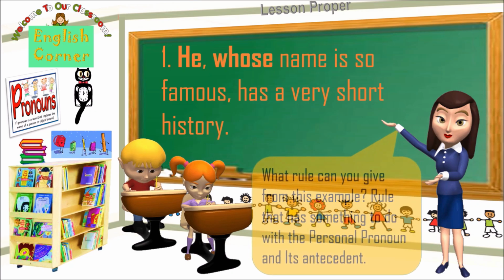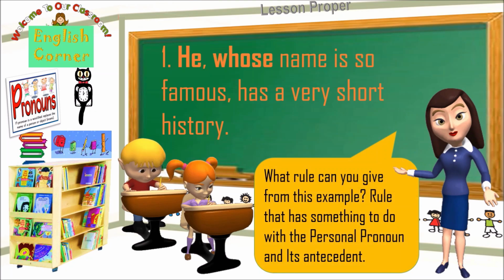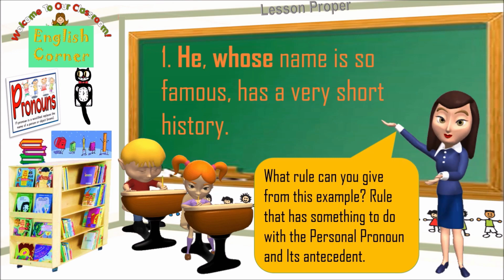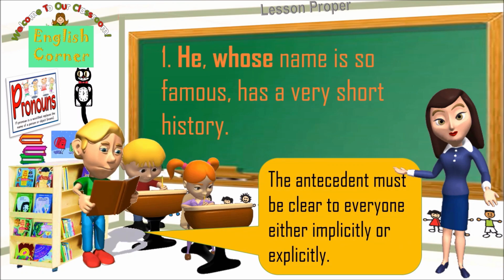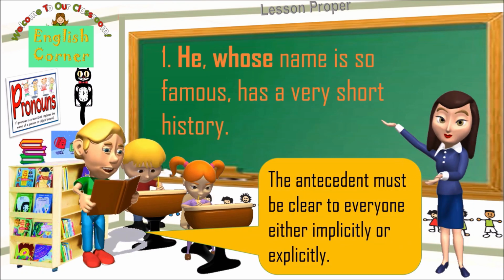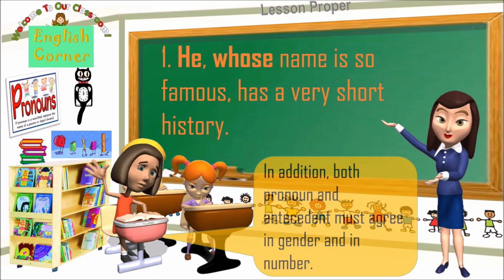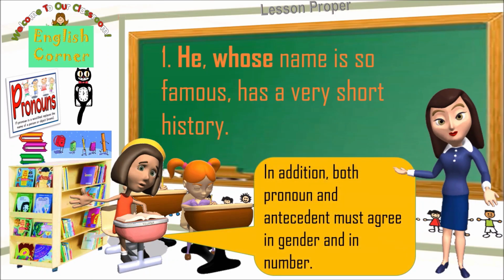What rule can you give from this example? A rule that has something to do with the personal pronoun and its antecedent. The antecedent must be clear to everyone, either implicitly or explicitly. In addition, both pronoun and antecedent must agree in gender and in number.